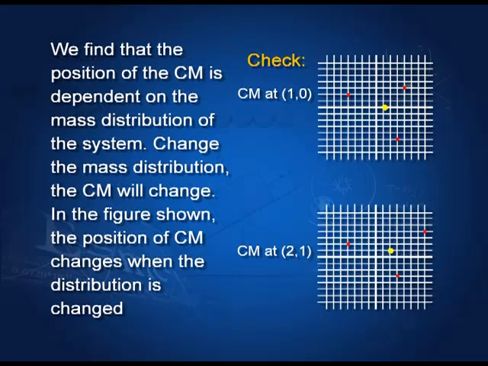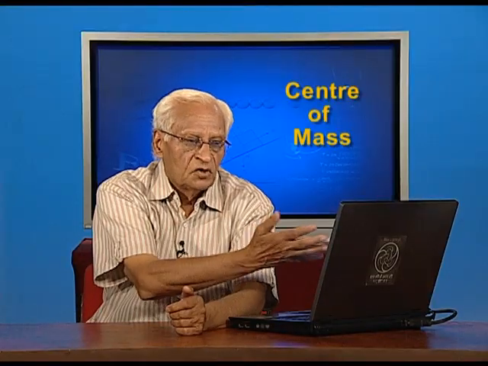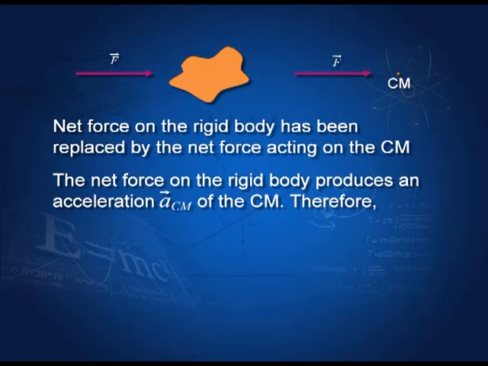What does it show? It shows that the center of mass is a function of mass distribution in the body. It is not a fixed thing. If mass distribution changes, then the center of mass also changes, as shown here. And what is the importance of center of mass? We have already discussed. This whole body can be replaced by just one point, the center of mass, and the effect of this force on this body can be studied or calculated.